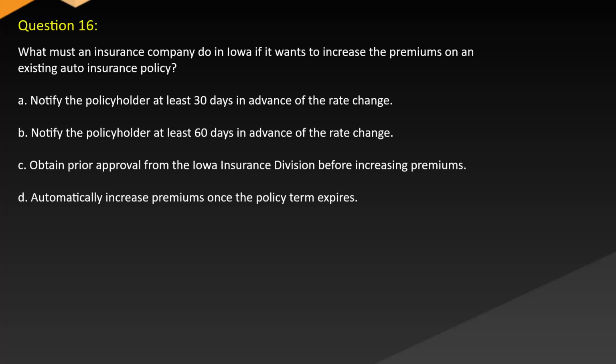Question 16. What must an insurance company do in Iowa if it wants to increase the premiums on an existing auto insurance policy? A. Notify the policyholder at least 30 days in advance of the rate change. B. Notify the policyholder at least 60 days in advance of the rate change. C. Obtain prior approval from the Iowa Insurance Division before increasing premiums. D. Automatically increase premiums once the policy term expires.